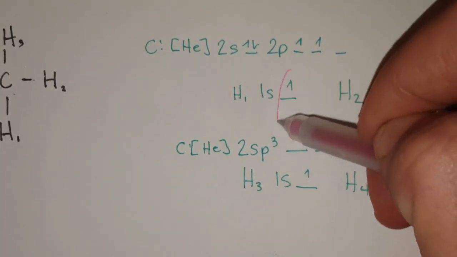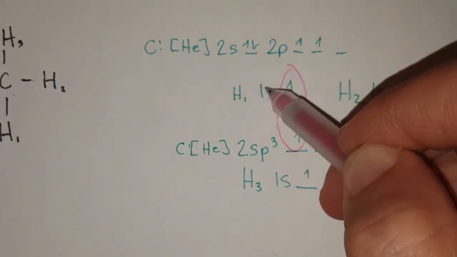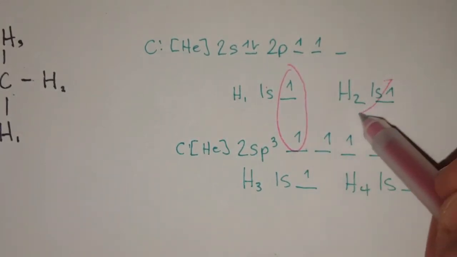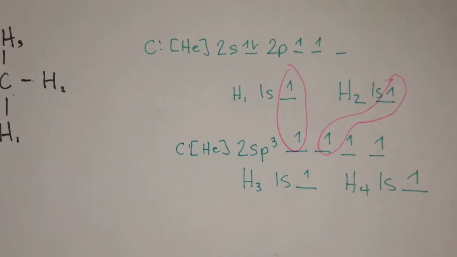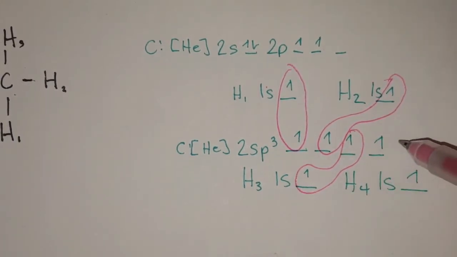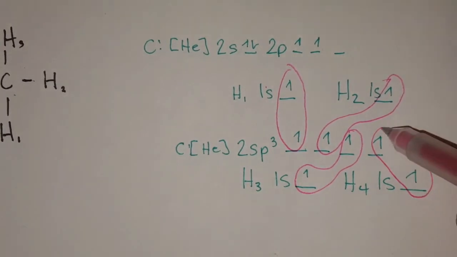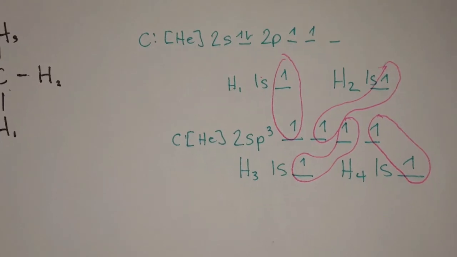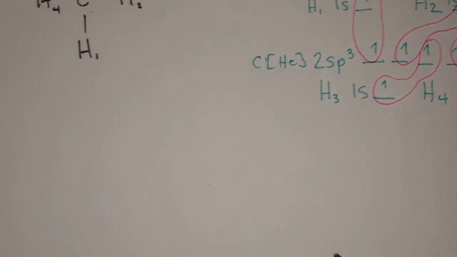Now we can show our overlap, and we can see that this s is going to overlap with the hybrid. That'll be the bond to the first hydrogen. The s is going to overlap with a hybrid for the second hydrogen, s overlap with a hybrid for the third hydrogen, and s overlap for the fourth hydrogen. So now that we know what's going to overlap with what, we can do our diagram.